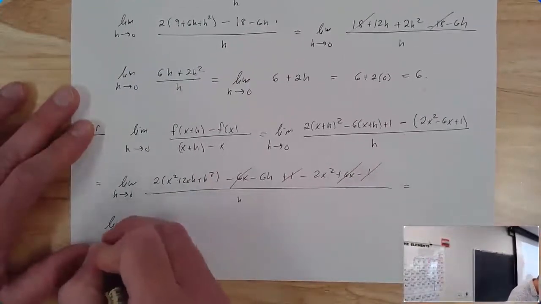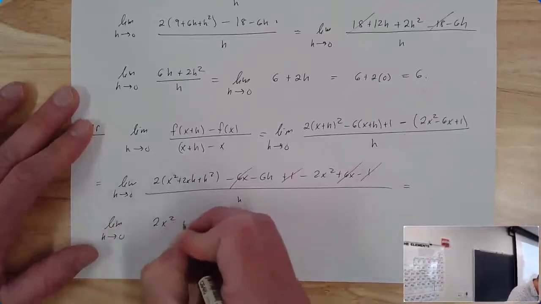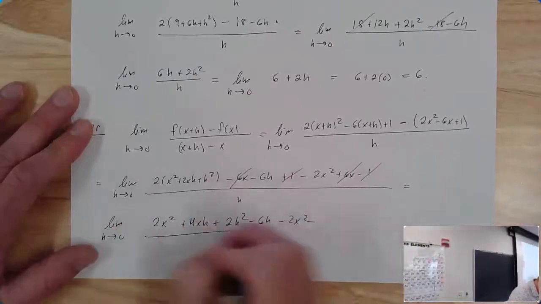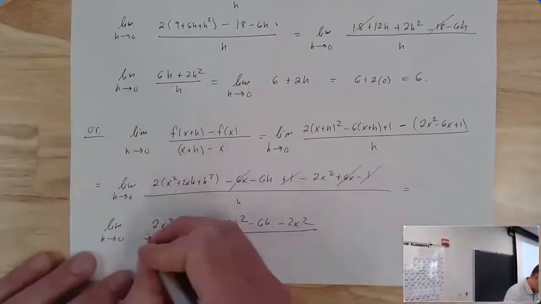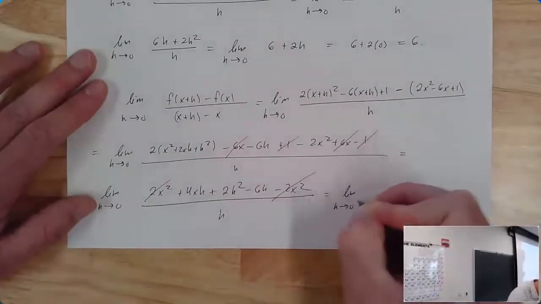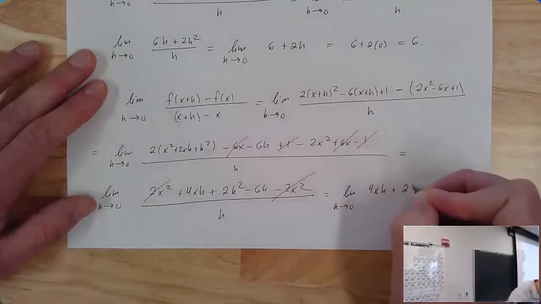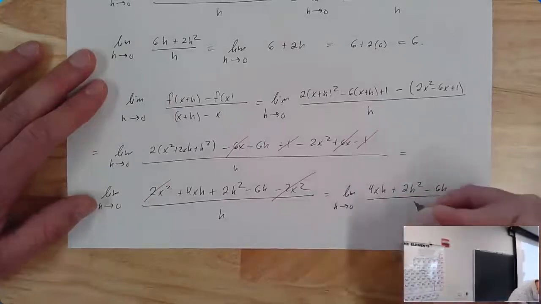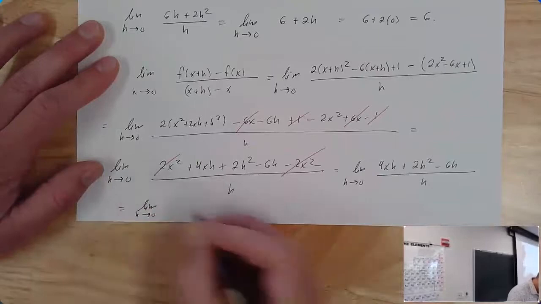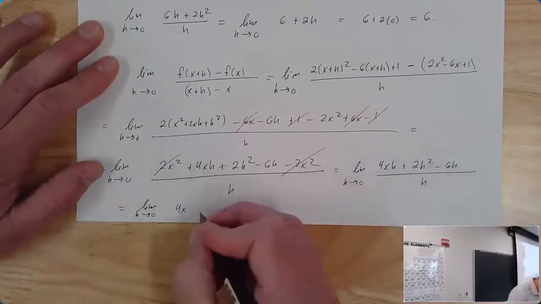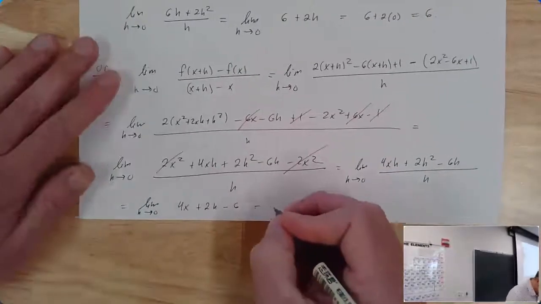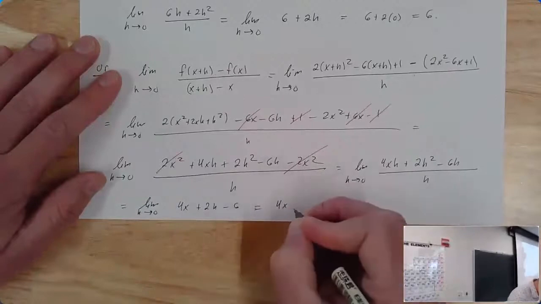I get the limit as h goes to 0 of 2x squared plus 4xh plus 2h squared minus 6h minus 2x squared, all over h. Now this 2x squared cancels with the minus 2x squared, and we're left with the limit as h goes to 0 of 4xh plus 2h squared minus 6h, all over h. Divide each thing by h, and you're left with the limit as h goes to 0 of 4x plus 2h minus 6. Plug in 0 for h. You get 4x plus 0 minus 6.